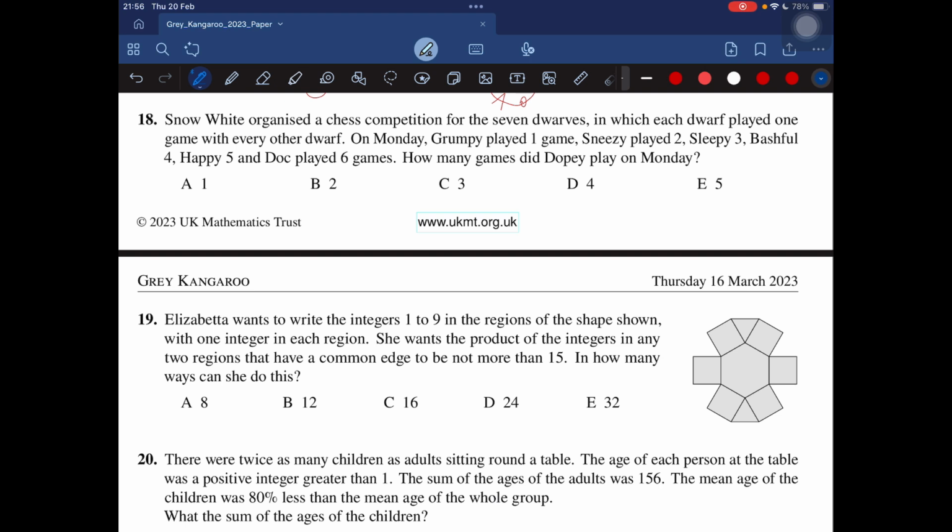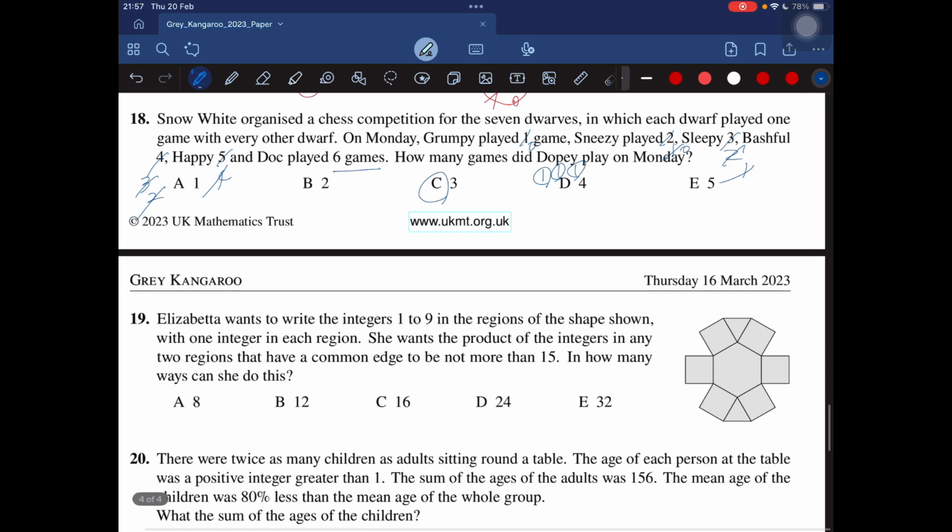Let me do it like this. 6 games. Dog plays 6 games. Then Dopey should have 1 game with Dog, and 4, 3, 2, 1, 0. So now Happy has another 4 games, and it should contain Dopey. So 1, 2, 3, and Dopey. And now Bashful has 2 games, so 2 Sleepy and Dopey. So Dopey has 3 games.